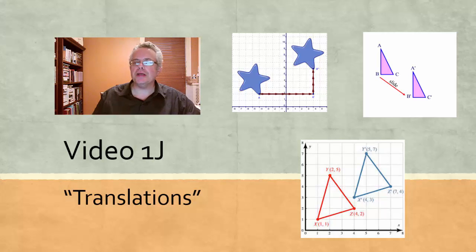Welcome to video 1J. Today we'll be talking about translations. Remember, translations occur when an object simply moves from one place to another. It doesn't reflect, it doesn't rotate, it just moves. Another word for translation might be slide, like these pinkish triangles here. This first triangle just slid down to this position here. And this is another translation here. This red triangle moved to the right and up to form the blue triangle. That's what we'll be learning about today.